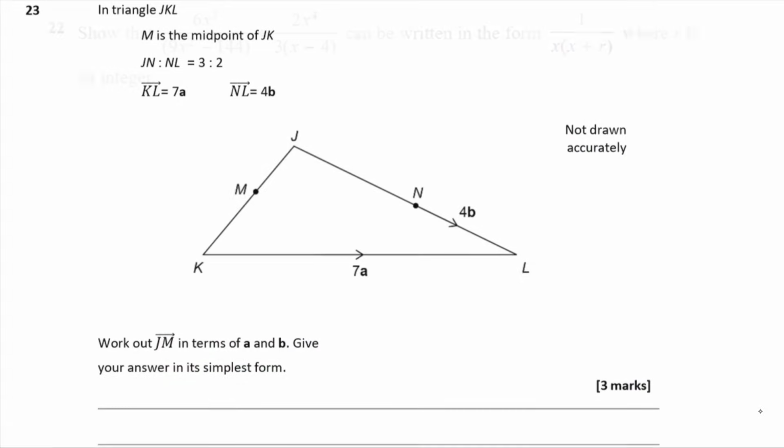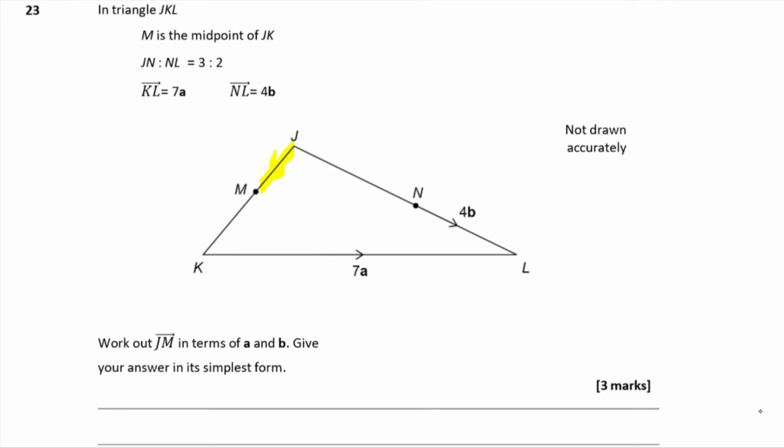Okay. Question 23. In triangle JKL, M is the midpoint of JK. JN to NL is in the ratio of 3 to 2, and we're told that the vector KL is 7a and the vector N to L is 4b. Work out the vector J to M in terms of a, b, give your answer in its simplest form. So what we need to do is find this vector here then, isn't it? Okay, we need to find that one.